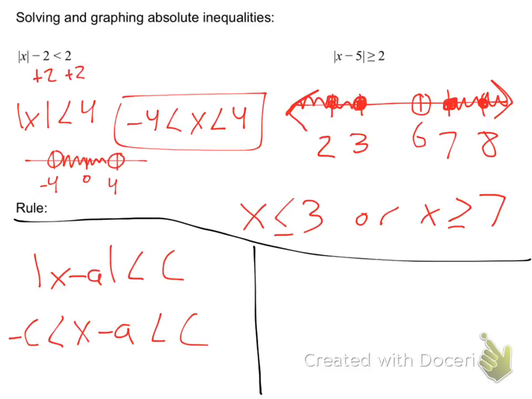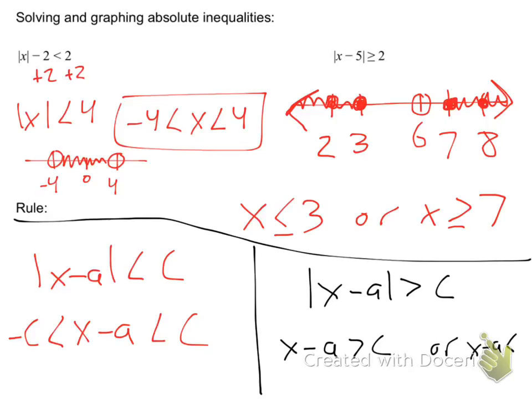So let's take a look at the other situation. I am still going to say absolute value of x minus a, but what happens if it's greater than c? Seems like the same thing happens. I can get half my problem just by removing the absolute values. Or x minus a is less than negative c. I take the opposite, set it equal to the opposite. Remember last time we said it was equal to the opposite of c?